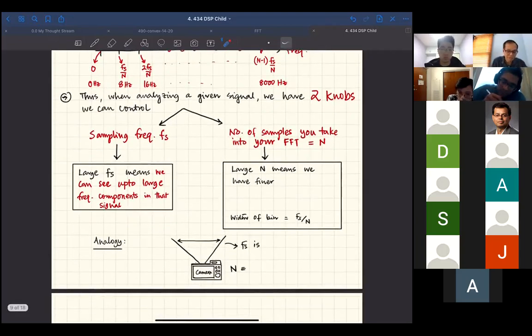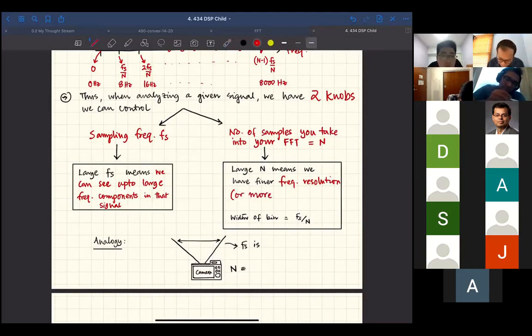Okay, so large N means we have finer frequency resolution, or more frequency bins within the 0 to Fs band. And the width of these frequency buckets is, of course, Fs by N.